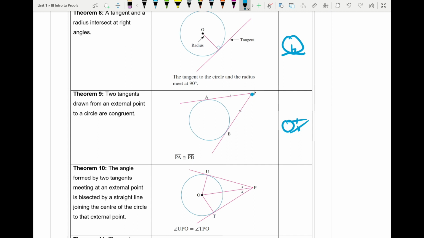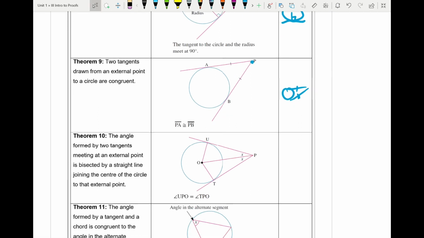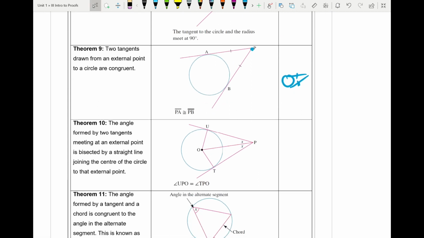Okay, theorem 10. The angle formed by two tangents meeting at an external point is bisected by a straight line joining the center of the circle to that external point. So if we've got our center O going to the point P, it's going to perfectly split these two angles in half. And our symbol for this is very similar to the last symbol, except we draw a line down the middle, and then we draw a line across those, just to show that the angles are equal.